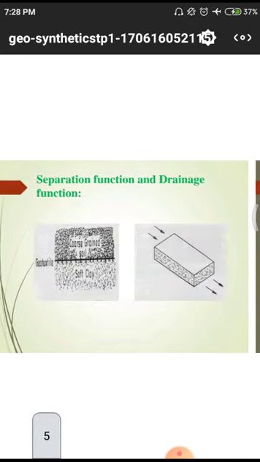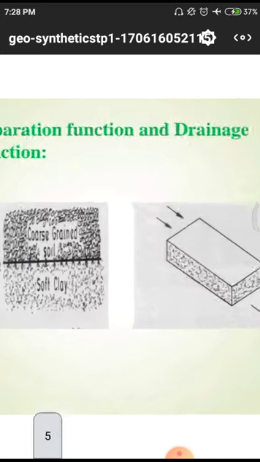In some cases we have to go for these cushions. While two materials are joining at particular points, we have to go for these cushions to decrease these enlargements. First of all, we have to observe this is the function of separation.